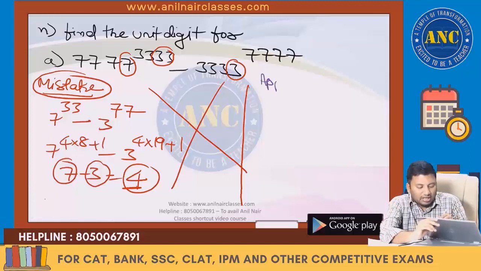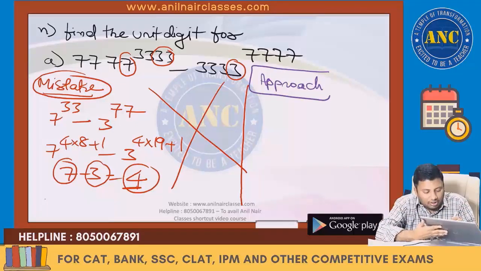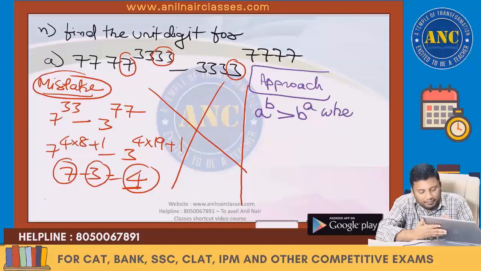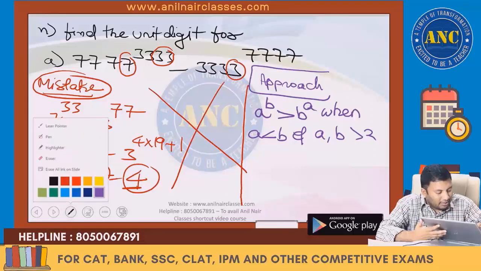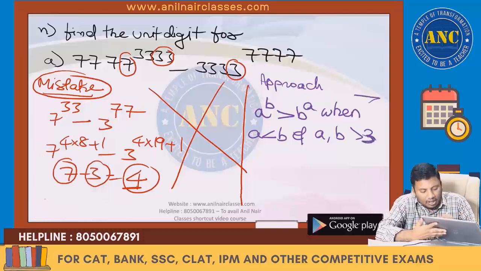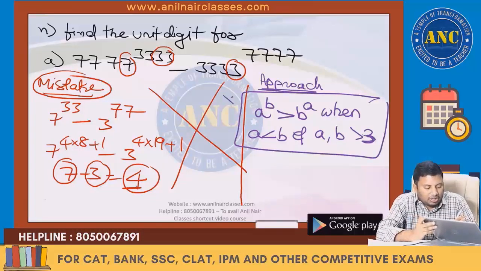Approach, please write down. How to solve this question? In a hurry, don't take it as 4. A power b is greater than b power a when a is less than b and a, b are both greater than 3. Extremely important point.